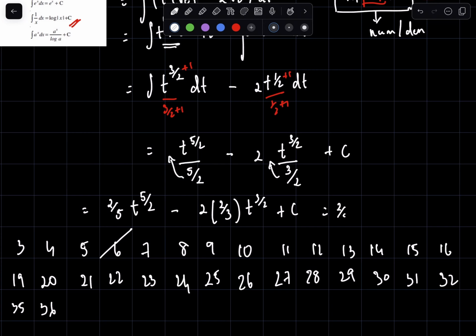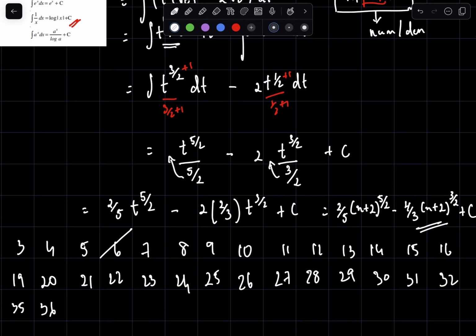So 2 by 5 times x plus 2 to the power 5 by 2, plus, no, it's minus, my bad. I'm not a fan when there's a lot of jumble. Minus 4 by 3, because 2 times 2 is 4, times x plus 2 to the power of 3 by 2 plus c. This should be your answer.